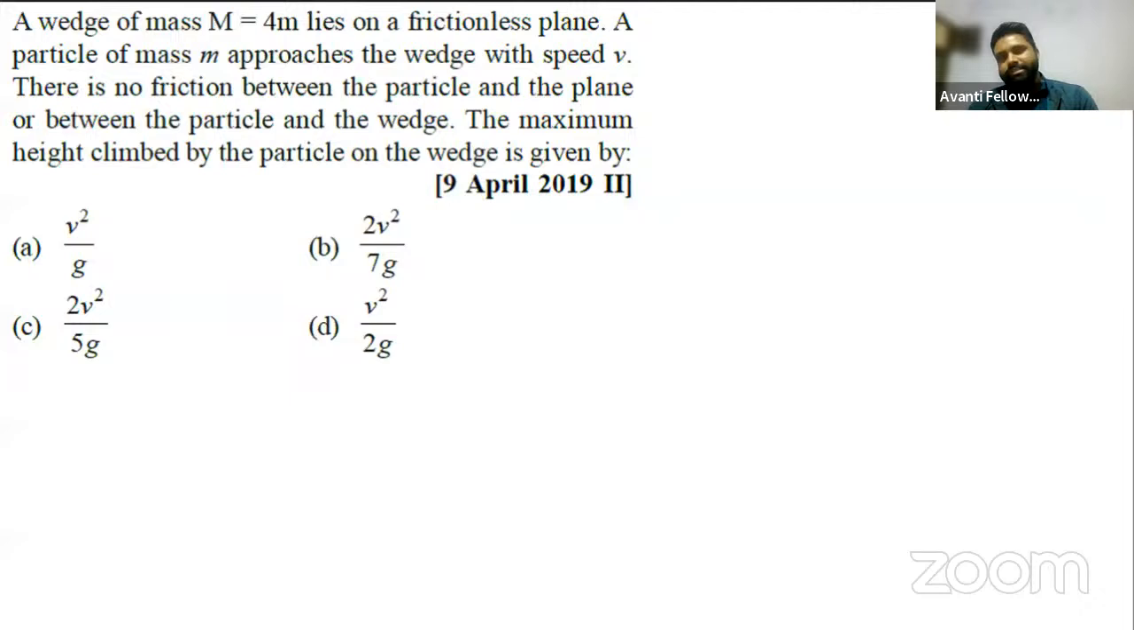So, this question is very simple, and of course you have to use the concept of conservation of mechanical energy and conservation of momentum. Okay, so try to solve this question. I'm giving you 1 minute to solve this question. Try to solve this question.